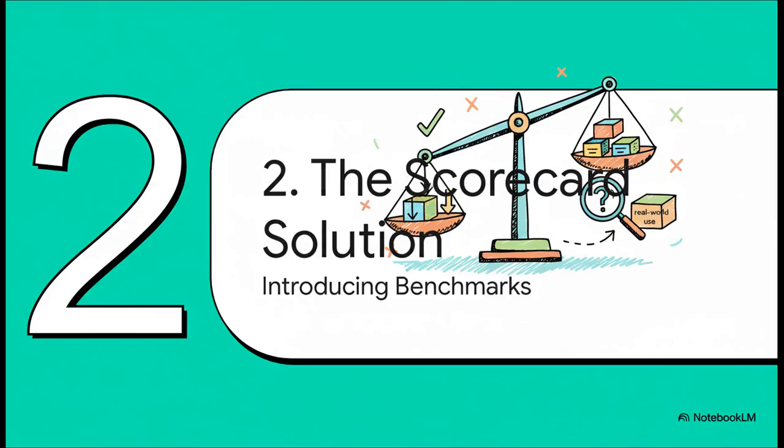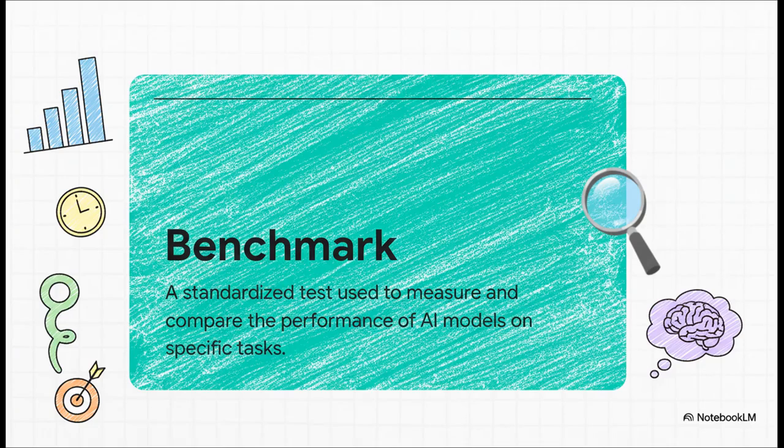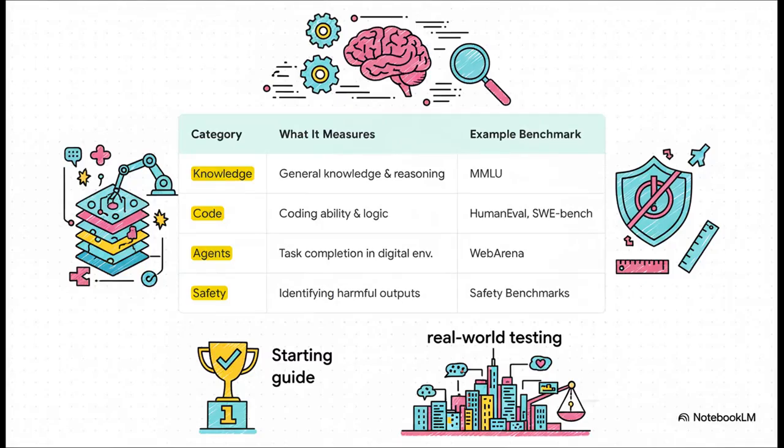So how do we bring some kind of order to all this chaos? Well, the AI community came up with a pretty elegant solution, basically a standardized scorecard system. Let's break down how it works. So a benchmark is, at its core, a standardized test for an AI. The best way to think about it is like the SATs for college applications. It's a way to create a level playing field so you can compare all these different models on a very specific set of tasks.